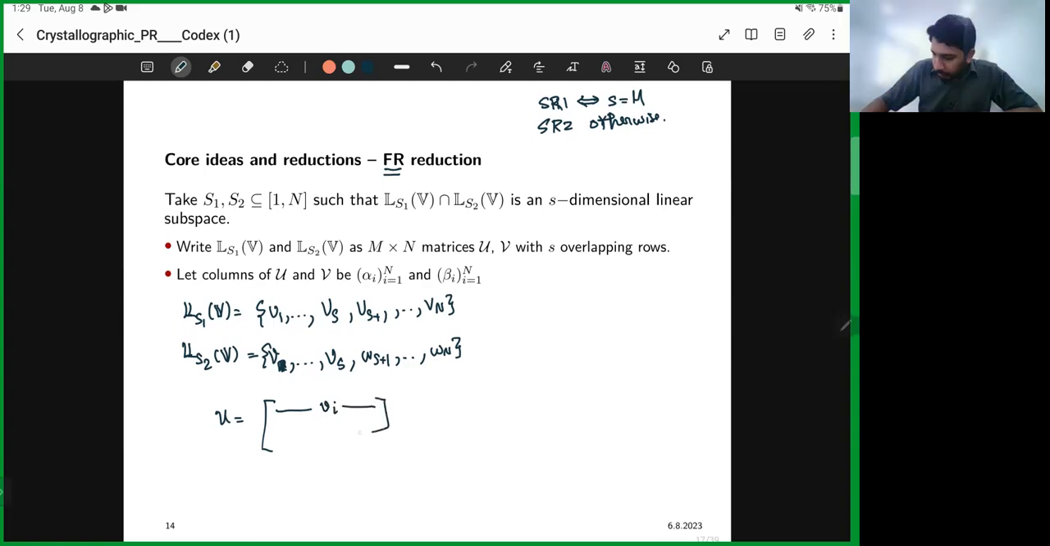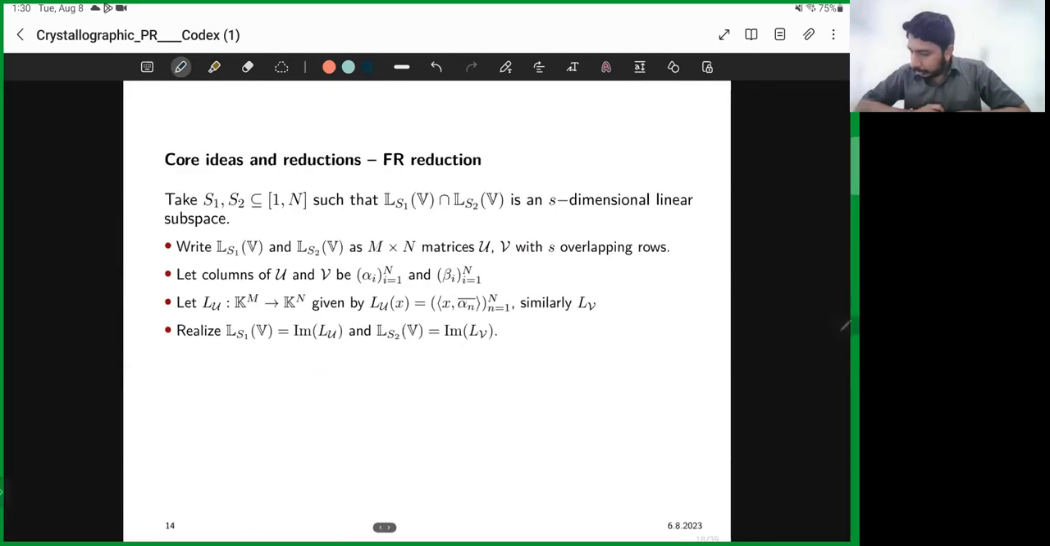VIs would be the rows, and I'm going to call the columns alpha I. And then my frame V is again, so the rows are going to be my basis vectors WI, and the columns are going to be what I'm thinking of as the frame vectors beta I. So that's the setup that I'm going to be working with.